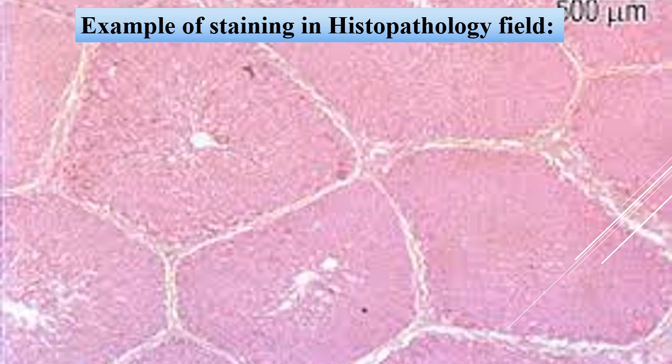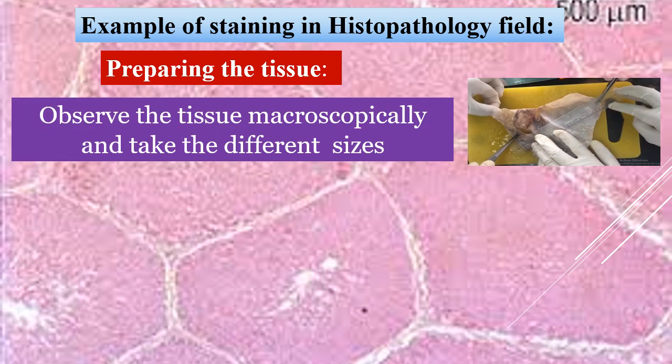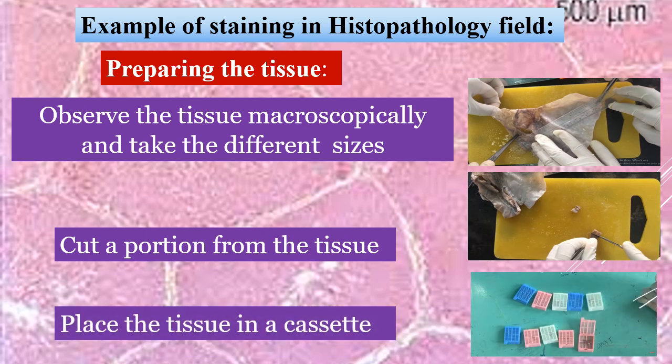So let's take an example of how to do staining in the histopathology field. First of all, we have to prepare our tissue. For this, we must first observe it macroscopically and take the different sizes. Register them, then also we cut a portion from the tissue and those portions are placed in a cassette.